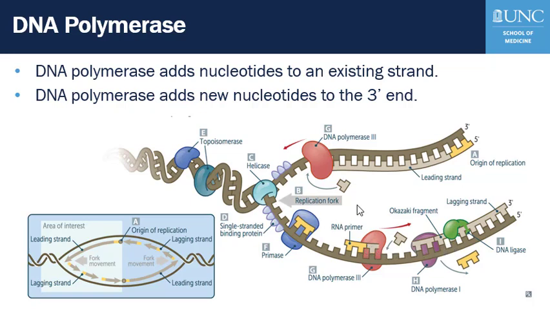And so here we're looking at an example of a prokaryotic replication fork. So polymerase 3 in red is the primary enzyme involved in replication, while polymerase 1 in purple is involved in excising those RNA primers and replacing them with DNA.